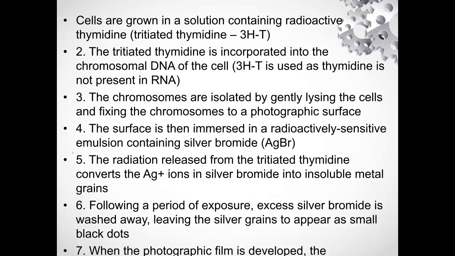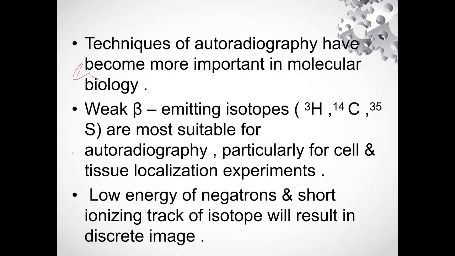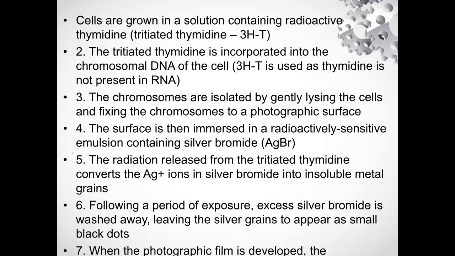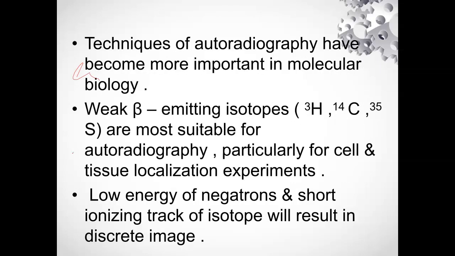The surface is then coated in a radioactively sensitive emulsion containing silver bromide. You can use silver chloride, any silver halide. Now the radiation released from the tritiated thymidine converts the silver ions in the silver bromide into insoluble metal grains. Following a period of exposure, excess silver bromide is washed away, leaving the silver grains to appear as small black dots. So in step 7, when the photographic film is developed, the image is transferred to the film and can be visualized using the autoradiograph.